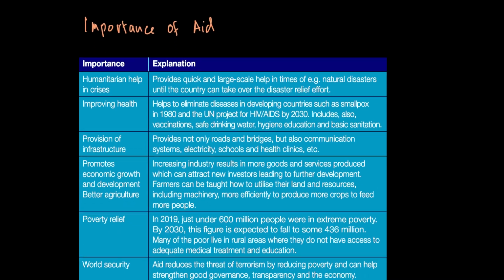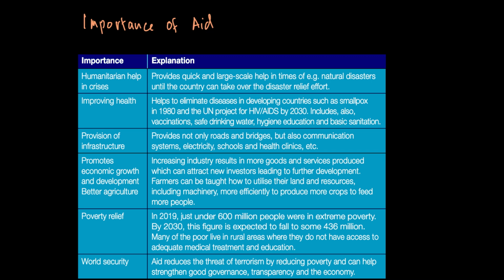When you look at humanitarian aid, that helps in crisis. It can provide quick and large scale help in times of, for example, natural disasters like floods in Pakistan, till the country can take over the disaster relief effort. So you can provide quick support, and it can also be helpful when it comes to improving health. For example, there is a lot of help provided by many organizations to eradicate polio in Pakistan, and that is great because it can help in eliminating diseases in developing countries, and can help them in terms of getting clean water, hygiene, education, and other basic sanitation, which can improve health indicators of the country.